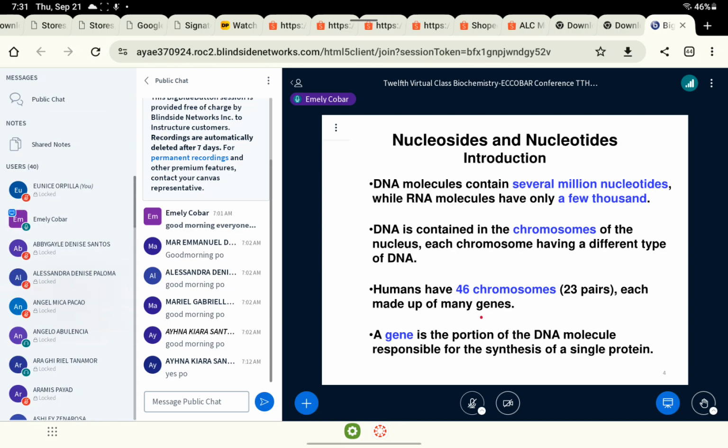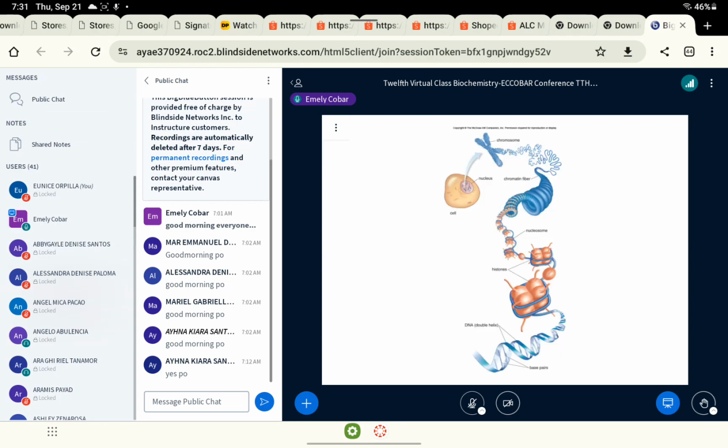Pero ano ba yung gene? A gene is the portion of the DNA molecule responsible for the synthesis of a single protein. But class, hindi a portion lang yun, maliliit na portion lang yun. It's about 1 to 2% lang of the whole DNA molecule that codes for a single protein. The rest, they are non-coding. Ibig sabihin, not converted into proteins. Okay? And so, what else?